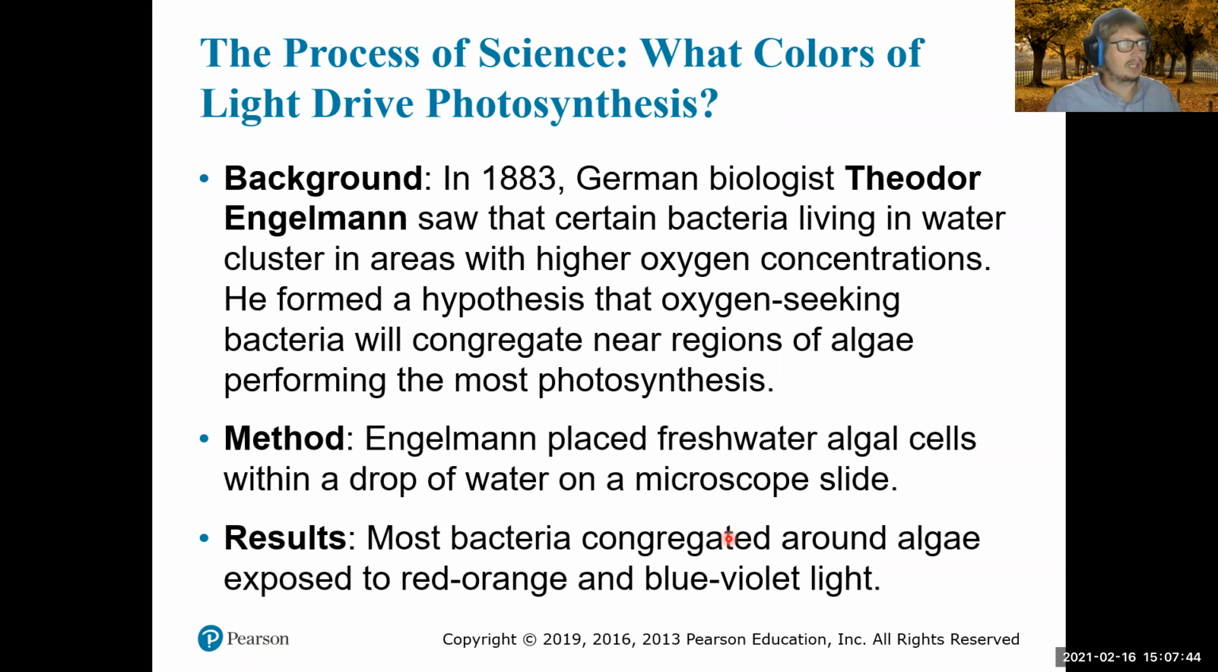And so the way that scientists kind of determined what wavelength was being used in photosynthesis is through the work of a pretty savvy biologist, a German biologist. So in 1883, this biologist, Theodor Engelmann, basically noticed that there were bacteria living in water, and they lived in clusters where there were higher oxygen concentrations.